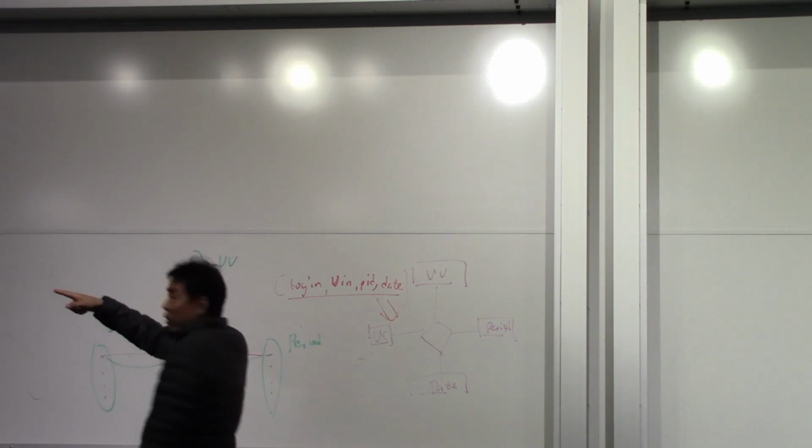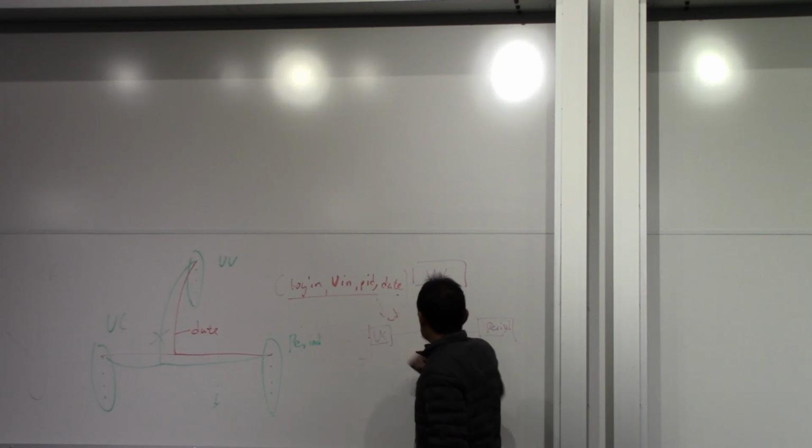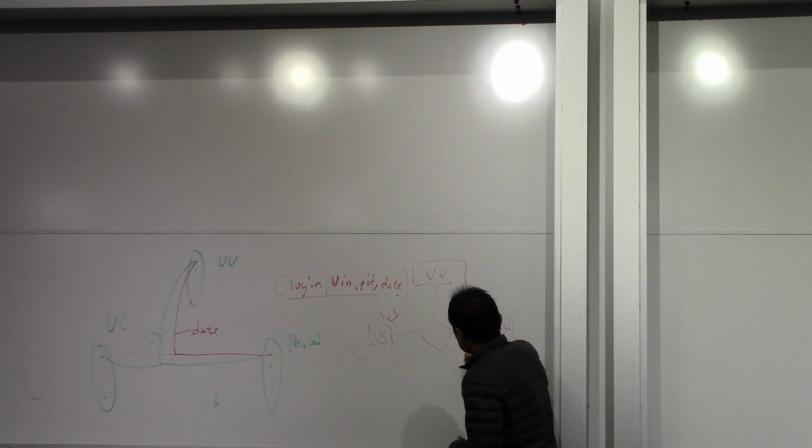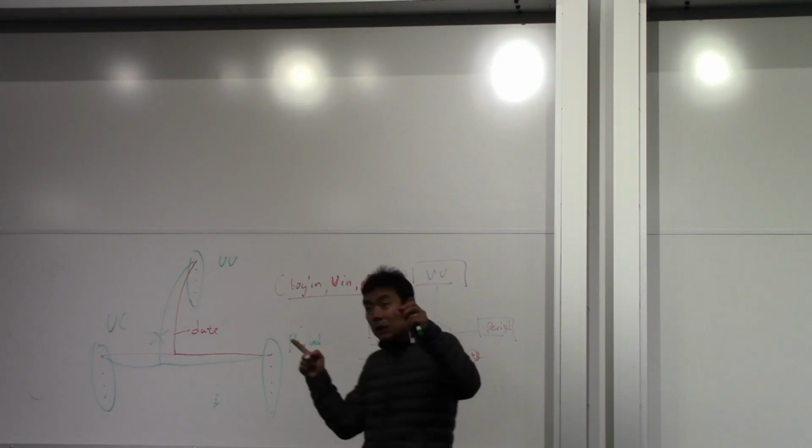So if you go with this design, then it's not possible for you to have this. If you go with this design, what happens is this. Data and attributes cannot be part of your primary key. Does that make sense?